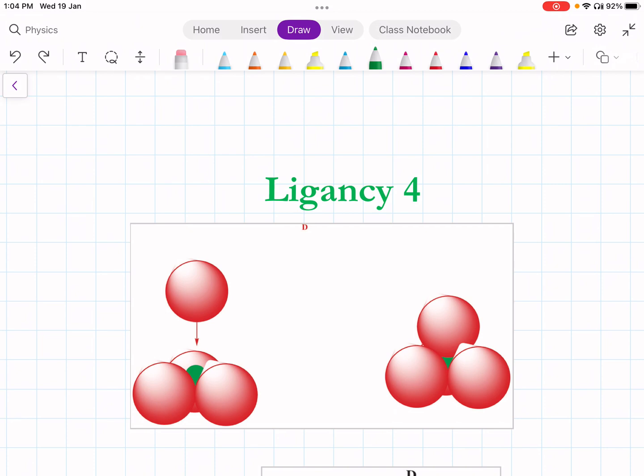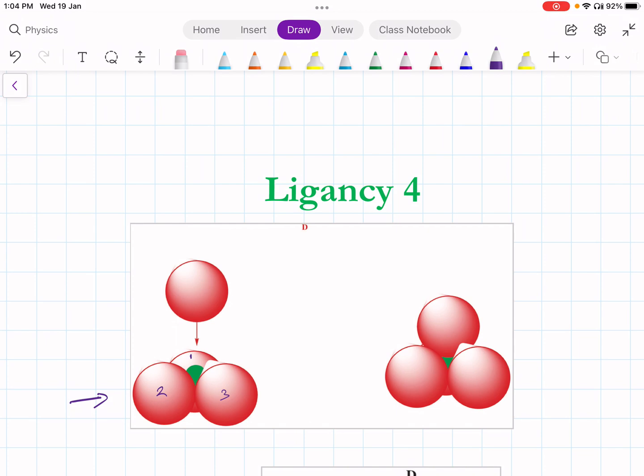In this lecture, I am going to explain Ligancy 4. That is, we are going to find the critical radius ratio for Ligancy 4 in this case. The diagram, as you can see, in the first plane, there are three anions which are touching each other. Say this is 1, 2, and 3. All three anions are in contact with each other, and at the center there is a cavity.